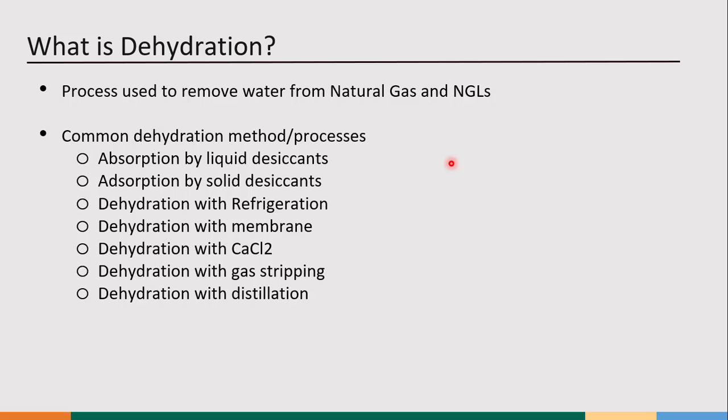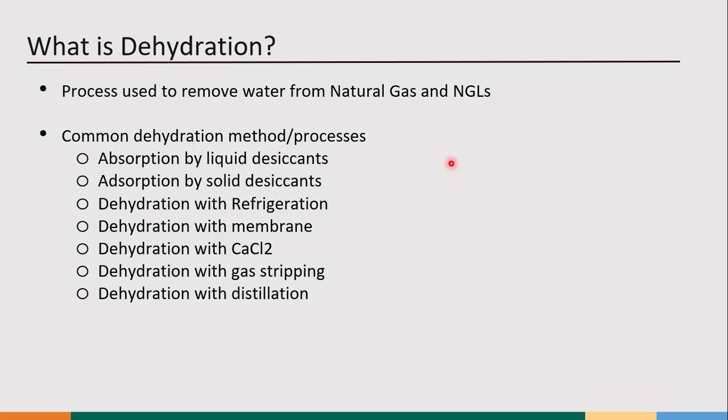And there are many ways of doing it. They have the absorption method, they have absorption and adsorption both. This means that you have liquid or solid desiccants. Then you have a refrigeration system. Then you have a membrane. Then you can use distillation. You can use gas stripping. There are many ways to remove it. The most common is using glycol, which comes under the first, that is absorption by liquid desiccant.